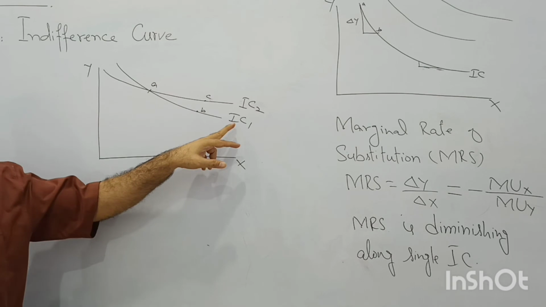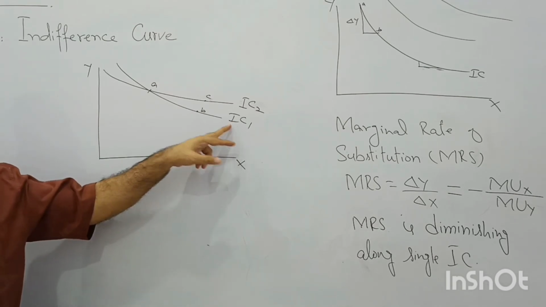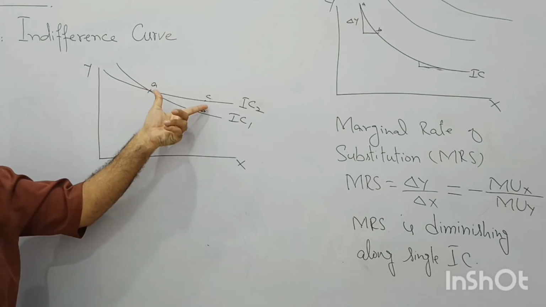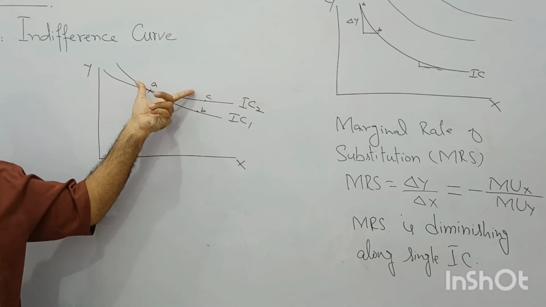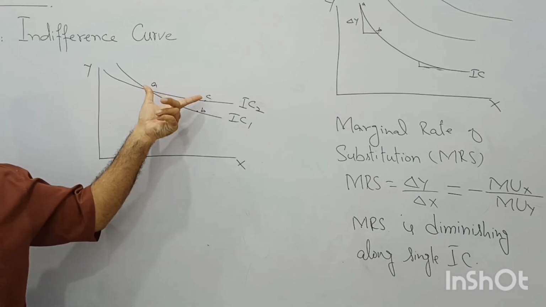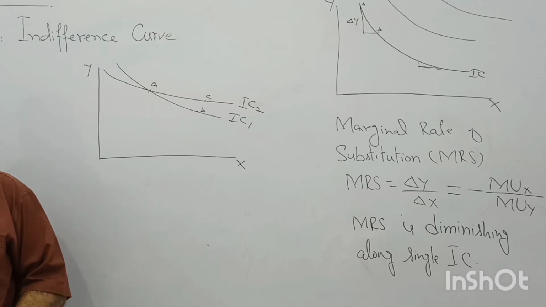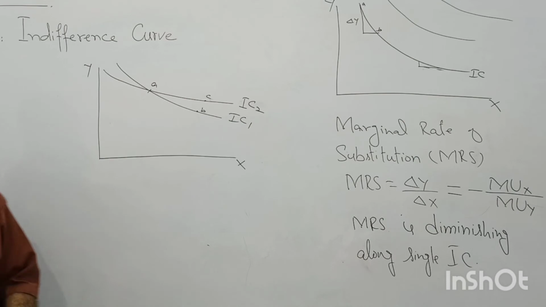A is lying along indifference curve 1, it means A and B are having the same level of satisfaction. So if we suppose A is also lying along indifference curve 2, then A and C are having the same level of satisfaction. Can we say B and C are also having the same level of satisfaction? No, because they are lying on two separate indifference curves. That's why indifference curves do not cross with each other. It is not possible that they will cross with each other.